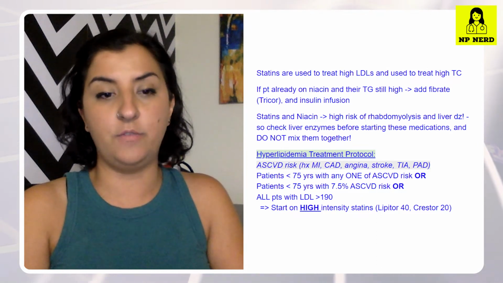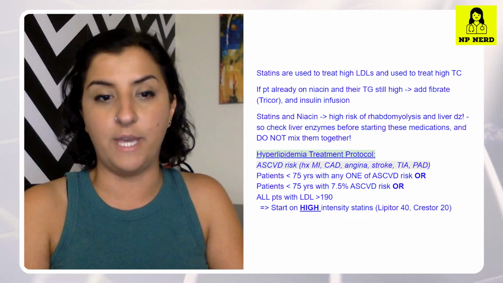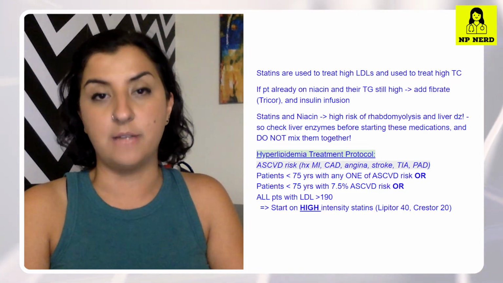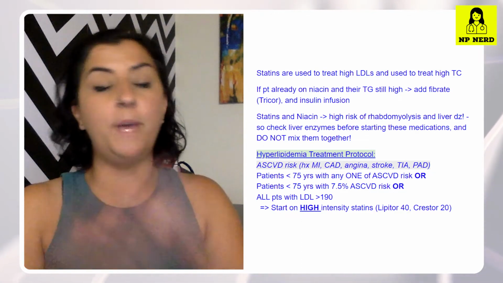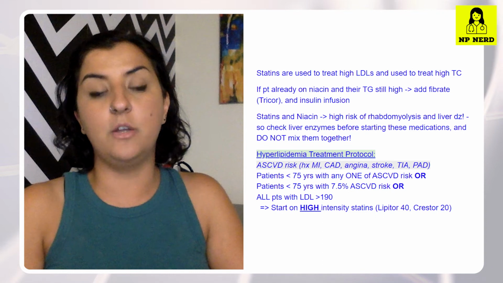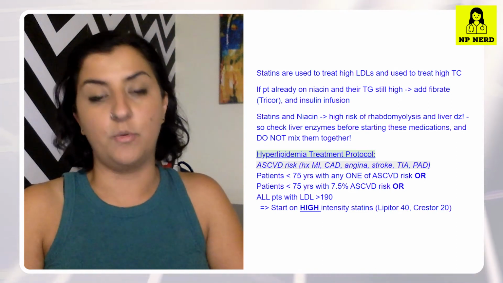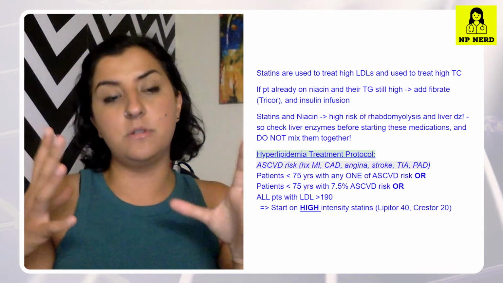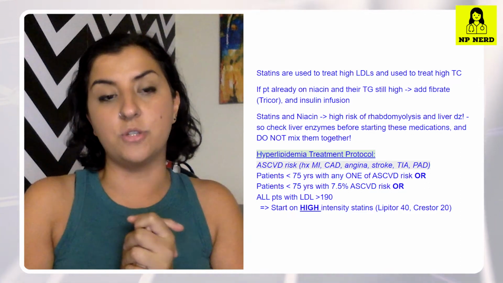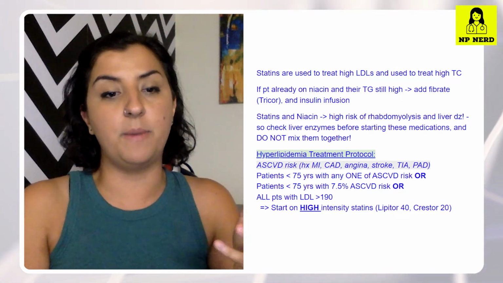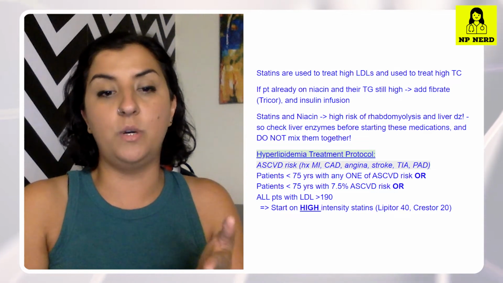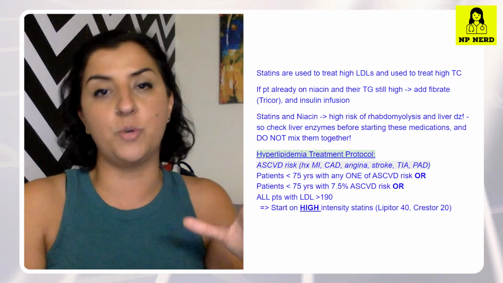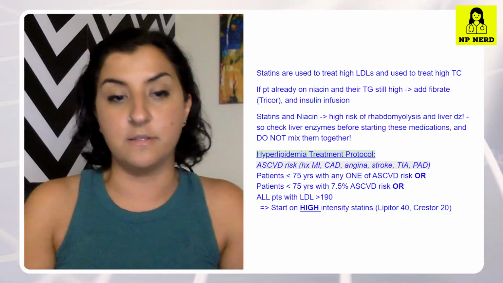For patients less than 75 years old with 7.5% ASCVD risk, you start them on high-intensity statins. For all patients, no matter how old they are, with LDL over 190, you start them on high-intensity statins. Okay? If you know these three scenarios, then most likely you're going to answer this question correctly. And an easy way to remember your high-intensity statins: Lipitor is 40 and Crestor is 20. This is the high intensity, okay? So if it pops up in the answer choices, you know these are your high-intensity statins.